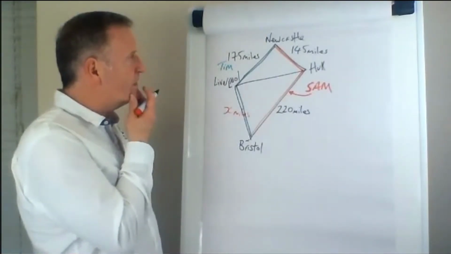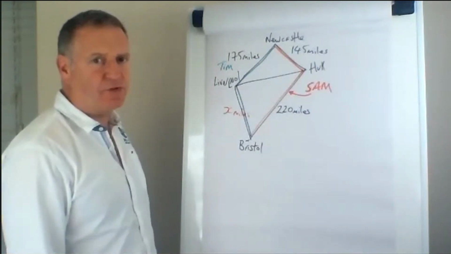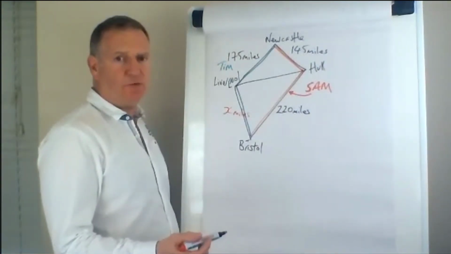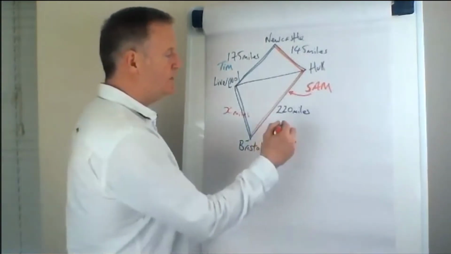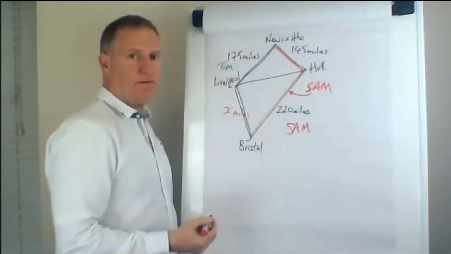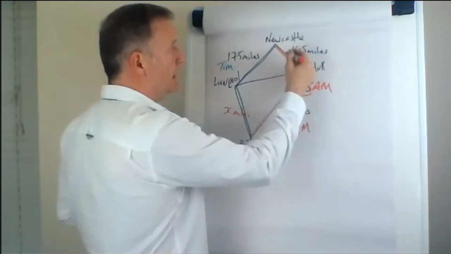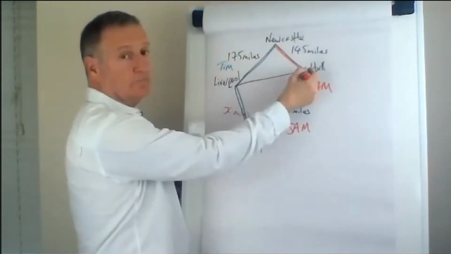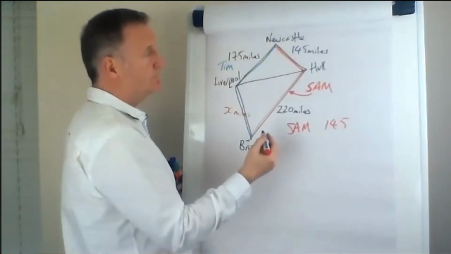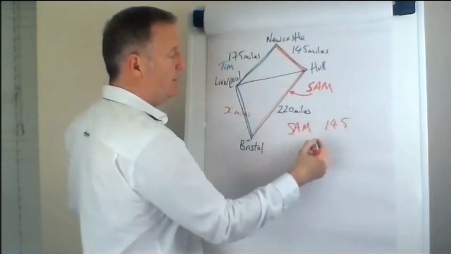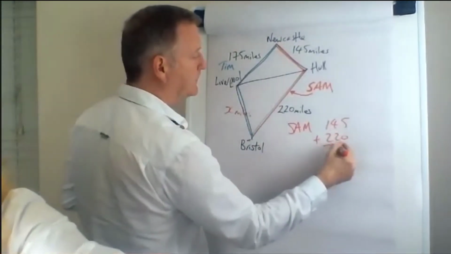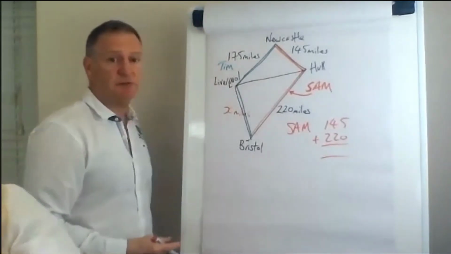So can I figure out how far Sam has driven? Is it the red route? Yes. Sam's journey. Yeah, Sam did the red route. So that's going to be 145 to get to Hull. And then another 220 to get to Bristol, yes?